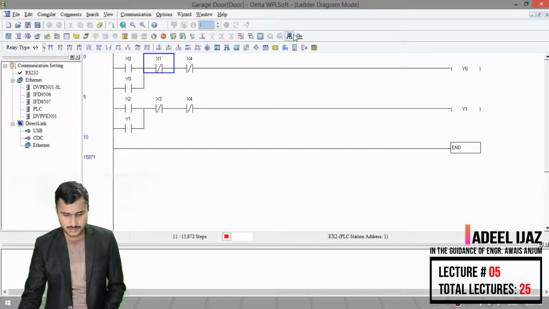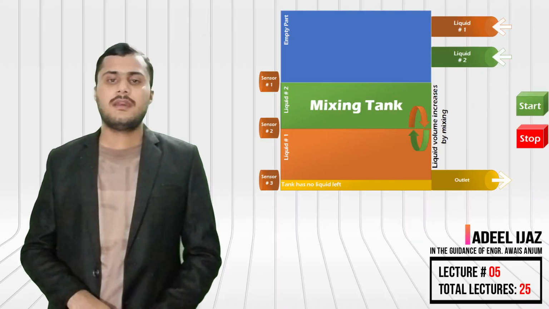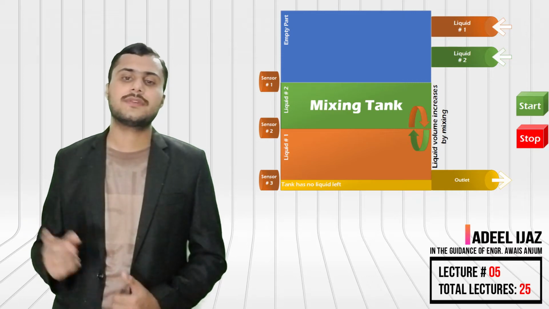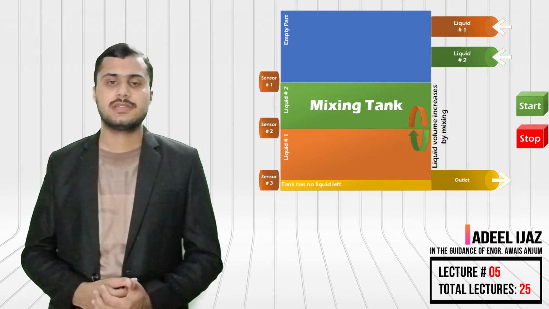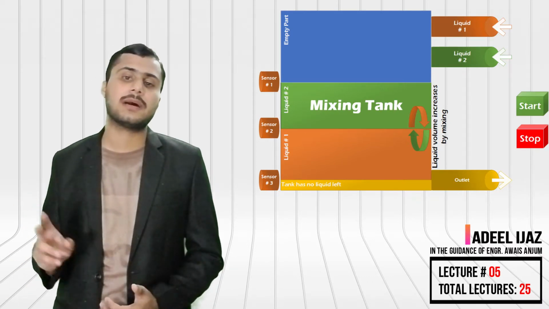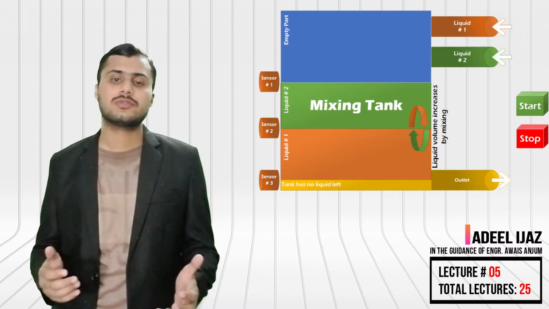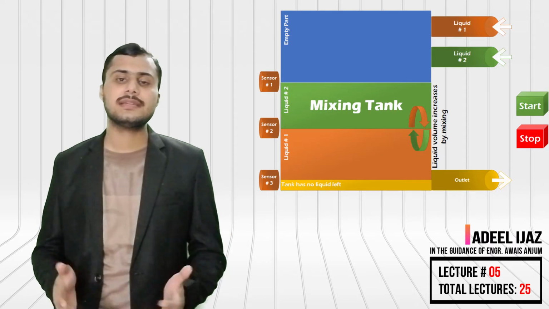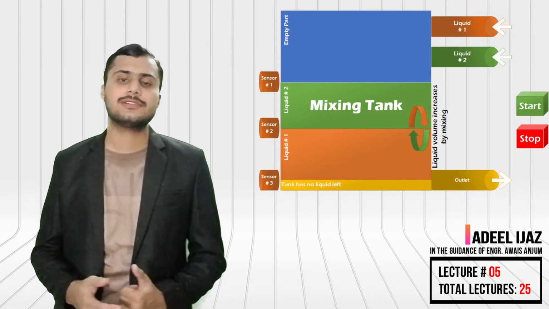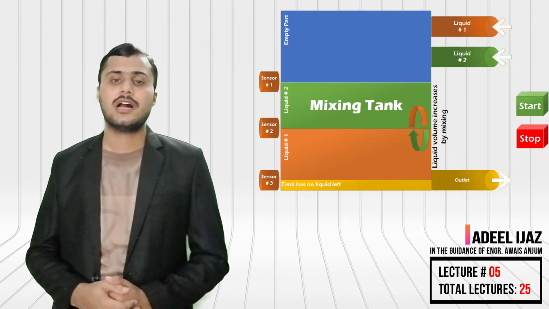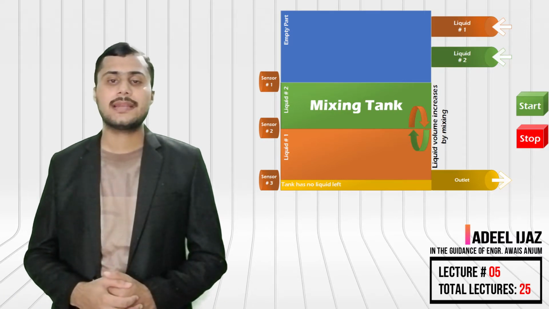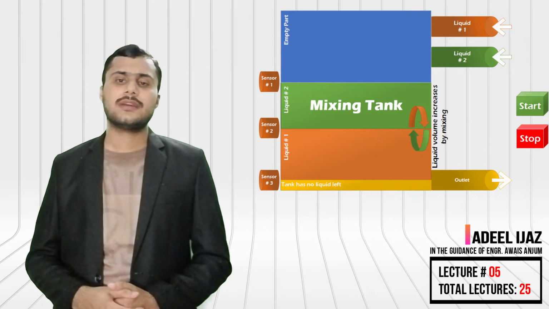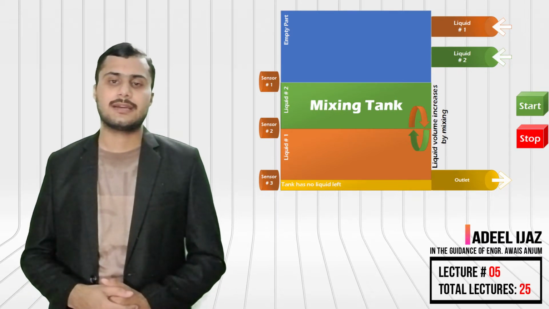In our third example, we have a tank which can mix two different liquids with specific quantities. This tank has two inlet pipes at the top for two different liquids to get into the tank. This tank has three sensors which determine the levels of the liquids. This tank also has an outlet pipe at the bottom. So when the liquid mixes up, the liquid flows out of the tank.